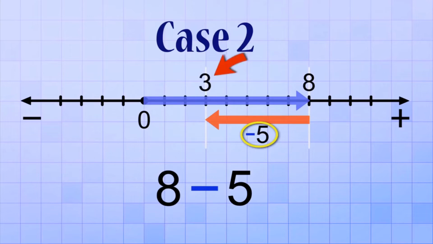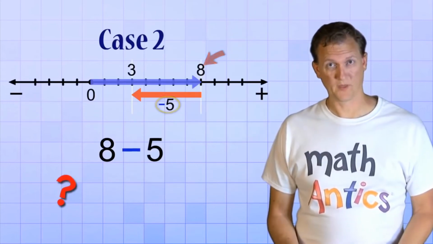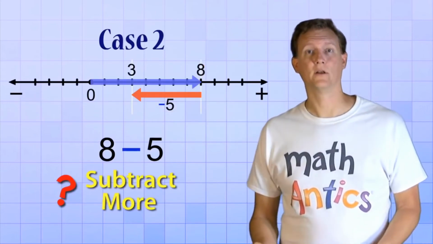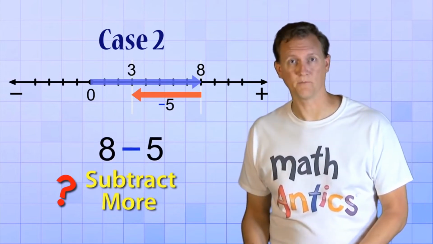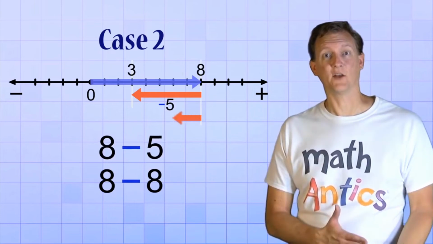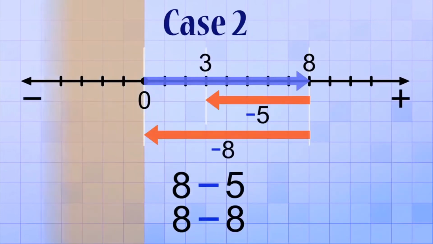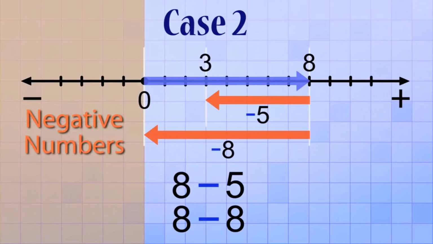Our answer is still a positive number, but it's less positive than it was before. And that raises an interesting question. What if we subtract even more to move it further in the negative direction? Like what if we subtract 8 instead of 5? That would take us all the way back down to 0 on the number line. And before you knew about negative numbers, back when you thought the number line just stopped at 0, you probably thought that's all we could take away.